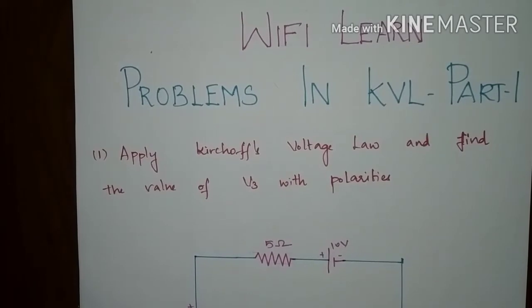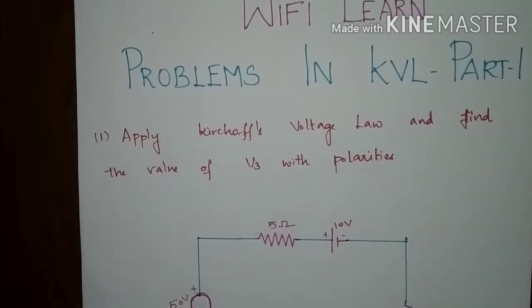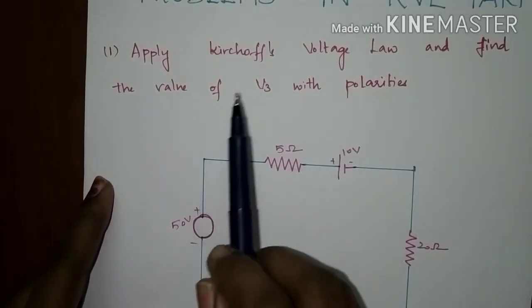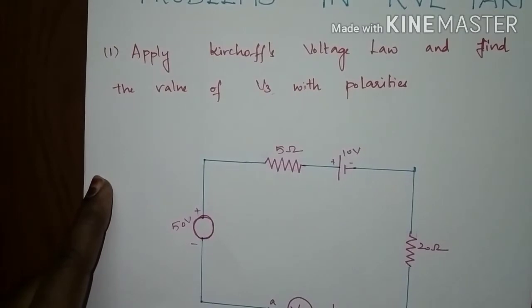In this video, we can see some problems regarding Kirchhoff voltage law, KVL. These problems I have taken from the book Electrical Circuit Theory from Schaum's series. So let's move on to the problems. First problem: apply Kirchhoff voltage law and find the value of V3 with the polarities.